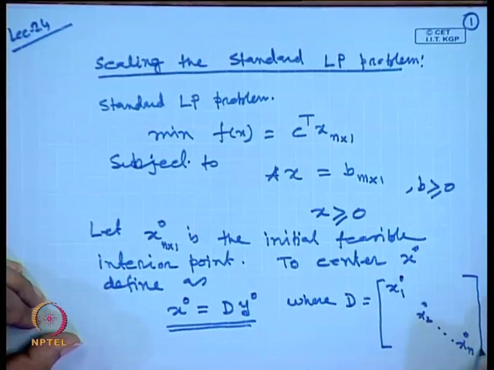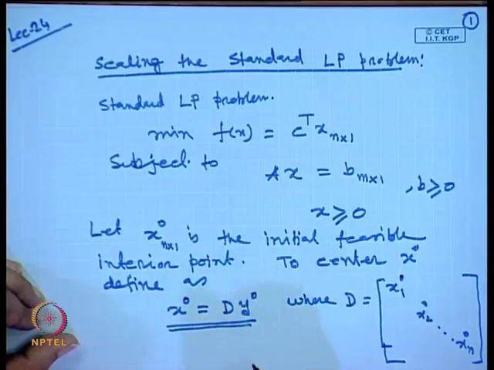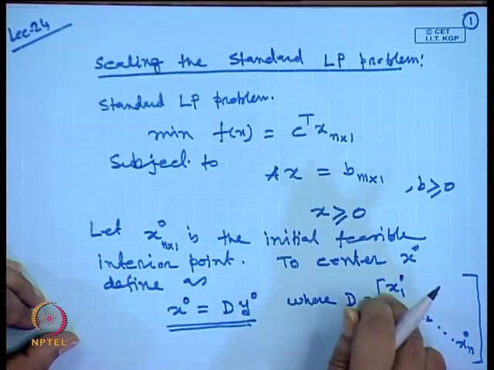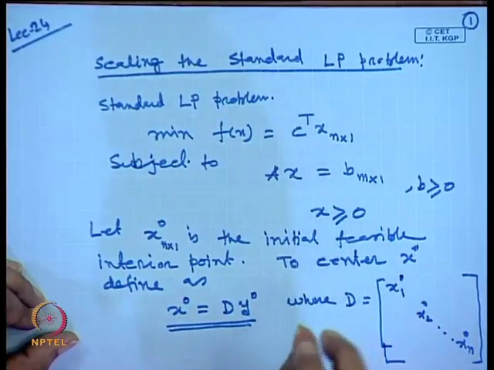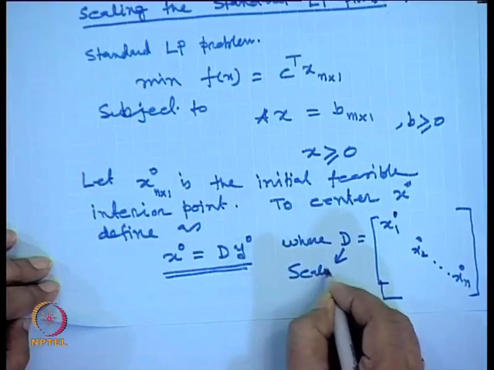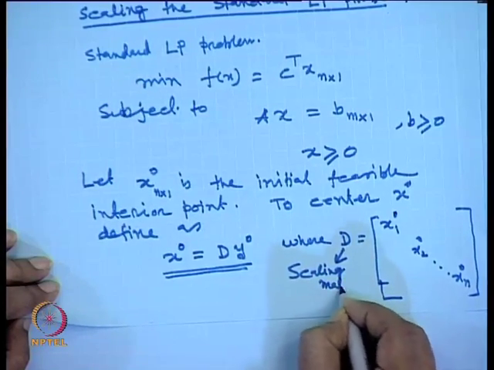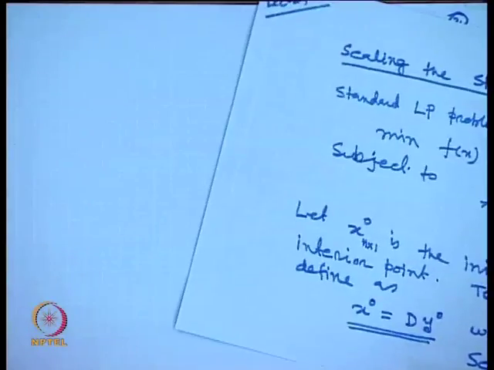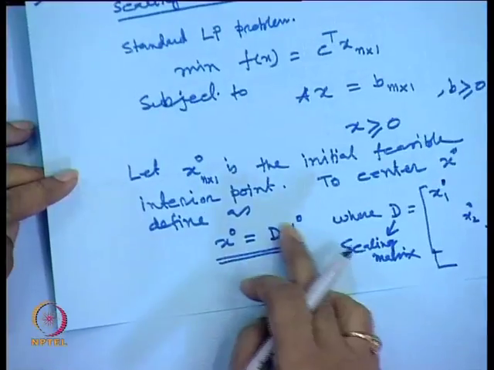So, this is the choice of our transformation matrix, which will convert the coordinate x, that initial interior point in the feasible region, into a transformed system equivalent interior point. This is called the scaling matrix or transformation matrix. So, if you look at this now, what is y 0? Then you take the transpose of that. Agree?